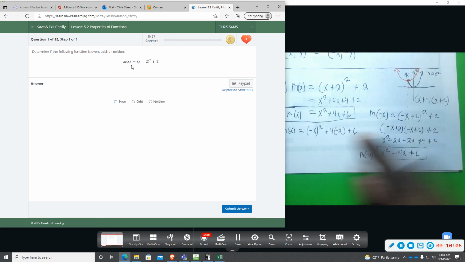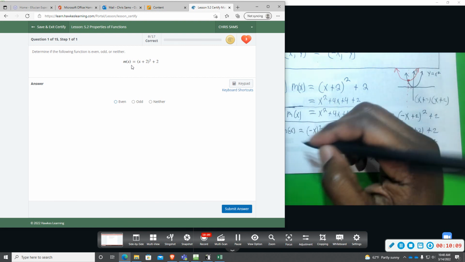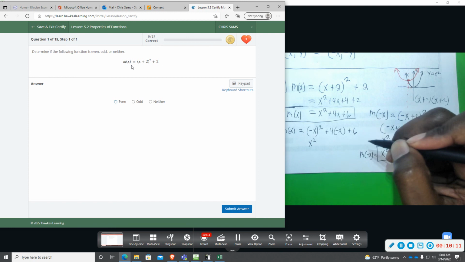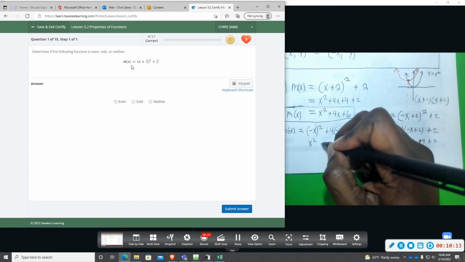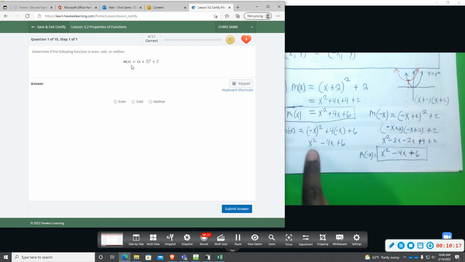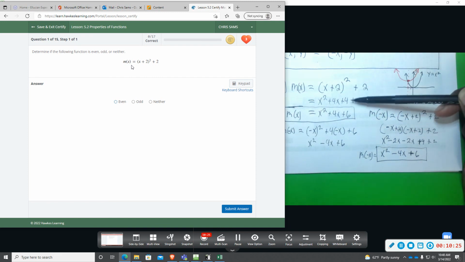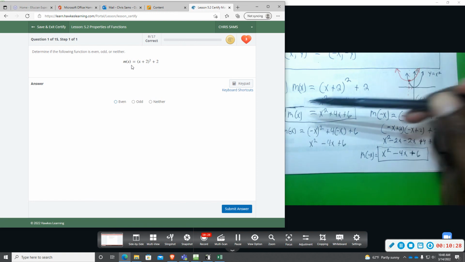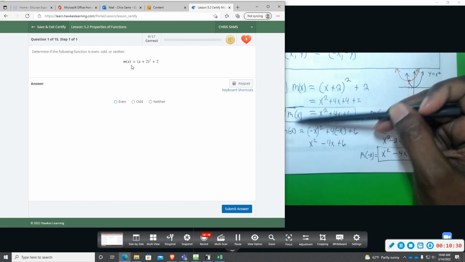It doesn't have an x. So when you square a negative, it becomes positive. And then 4 times a negative is going to give you a negative 4x. And then you bring down your plus 6. So see, that's exactly the same as what we got when we FOILed it out. So I would recommend that you simplify your equation first, and then you try to manipulate it using these.